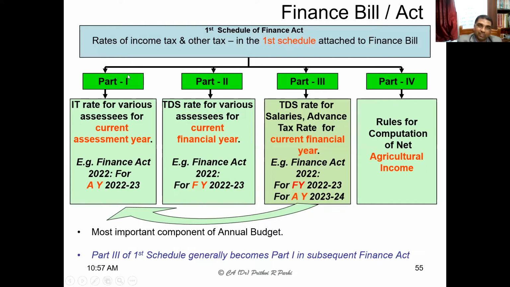If you see the first schedule, it has 4 parts: part 1, part 2, part 3, and part 4. And if you see part 1 of the current finance bill, which is not yet come but will be coming, this time you watch it carefully. Part 1, it talks about what? Can you read it? Income tax rates for various assessees for the current assessment year. That means for the assessment year 22-23, whatever the income tax rate is, that will be in which part? Part 1 of the first schedule.